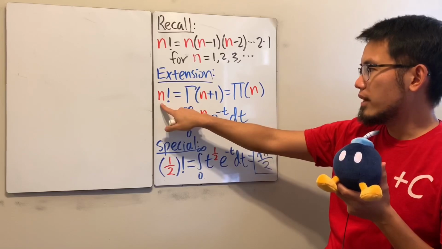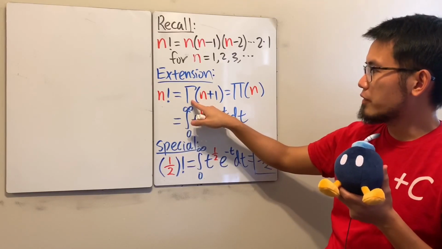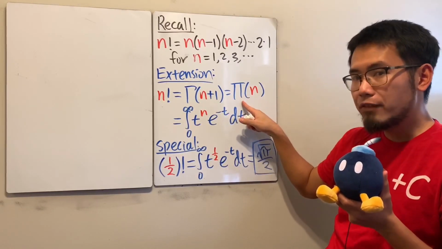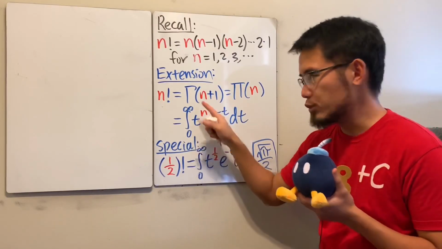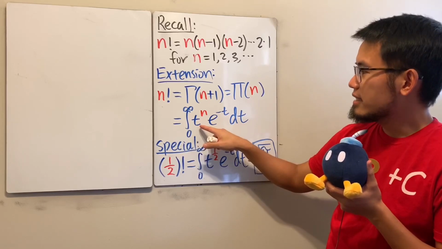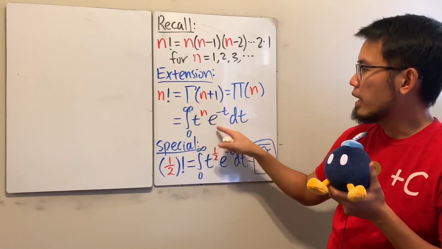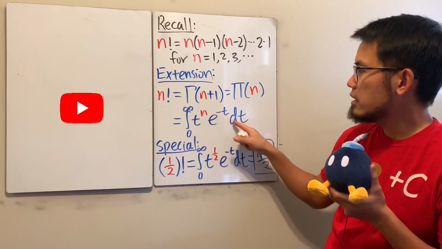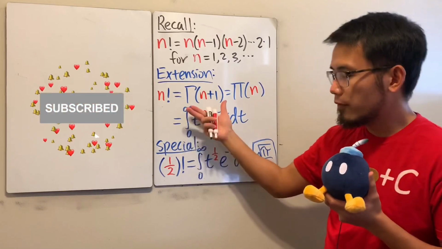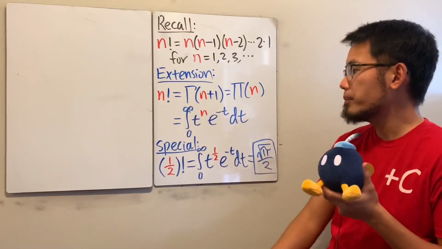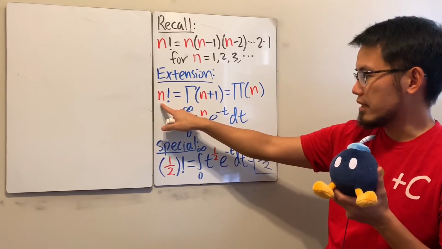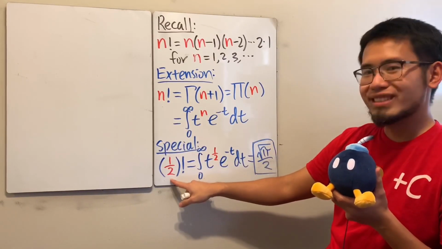Namely, you can define n factorial to be either in terms of a gamma function or the pi function. One way or the other though, you will end up with the integral going from 0 to infinity, and then inside is t to the nth power, and then you multiply by e to the negative t dt. Well, if you're willing to take this as your definition, or maybe the extension of the factorial, then you can plug in 1/2 in it, and you end up with some crazy result.